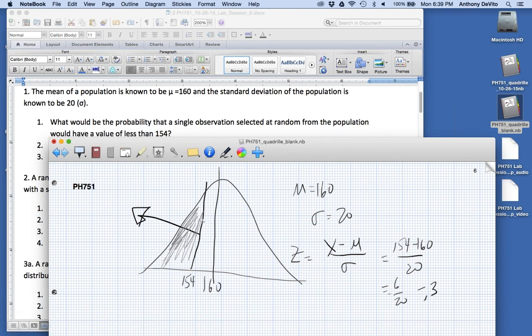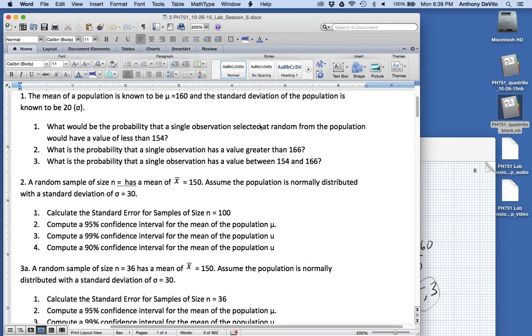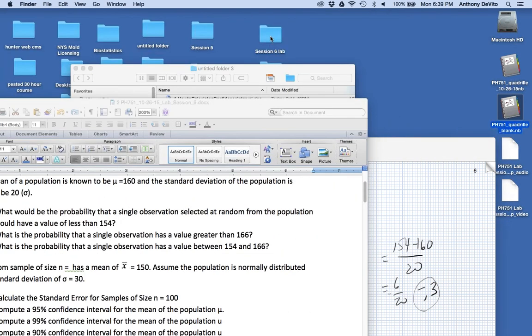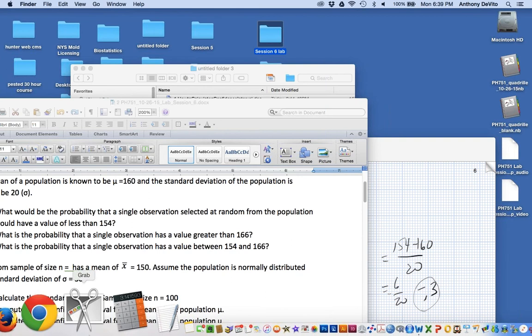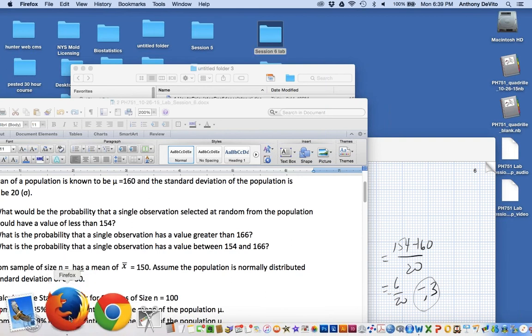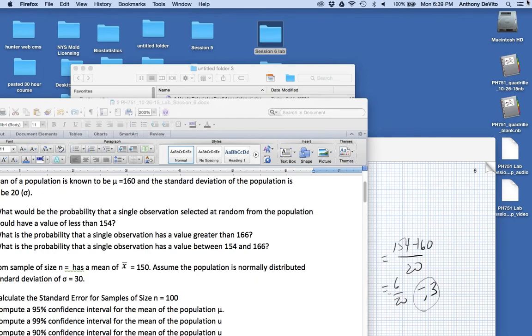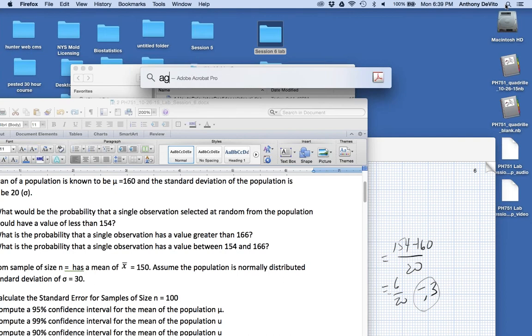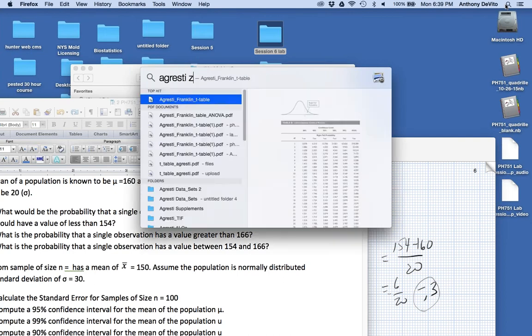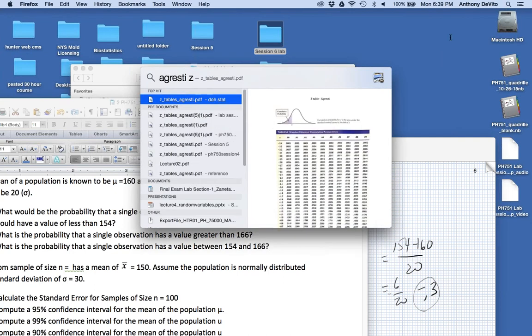Okay, so now how do I find out what that area is? Well, I have the z-score. I go to my z-table, or I can use Excel. I'm going to use the table for now, if I can find it. Actually, I have them online on Blackboard. You can probably get to them on Blackboard. I think I may have it. Here we go.